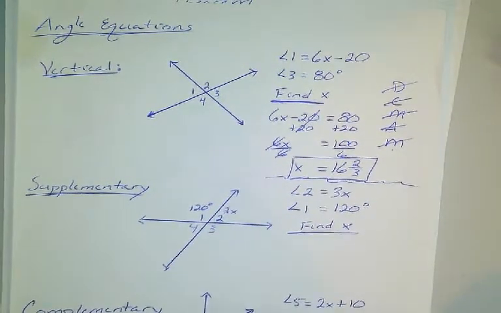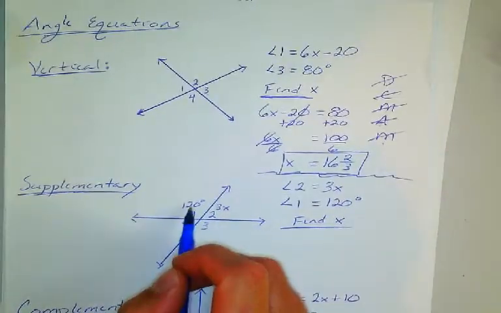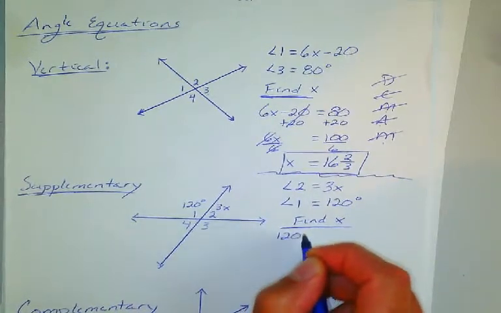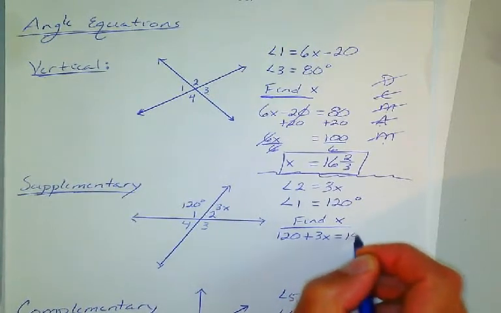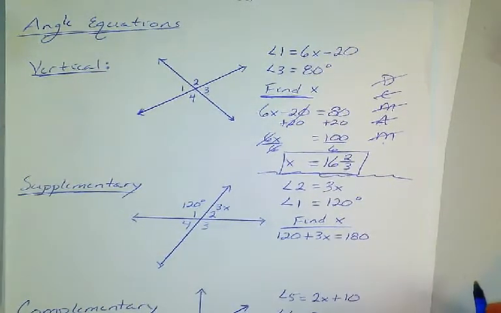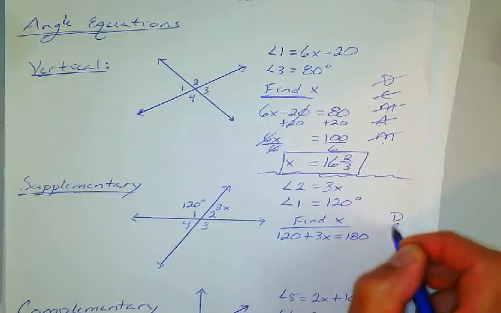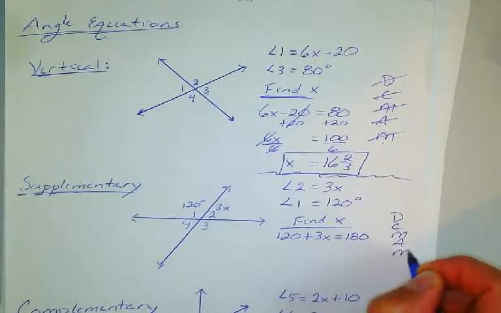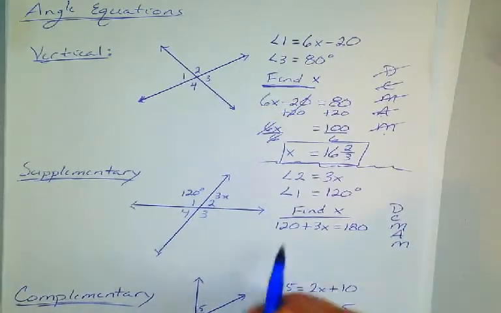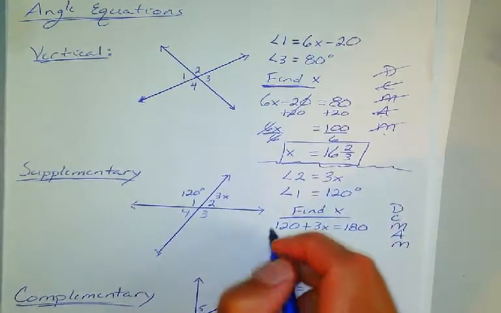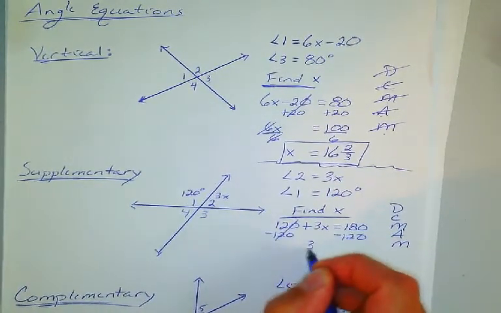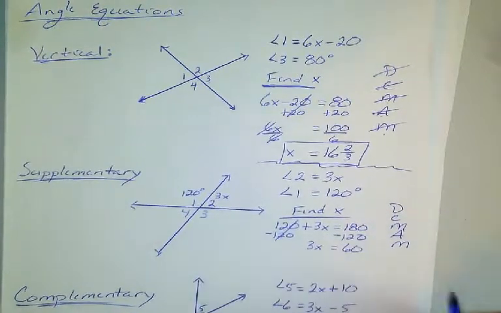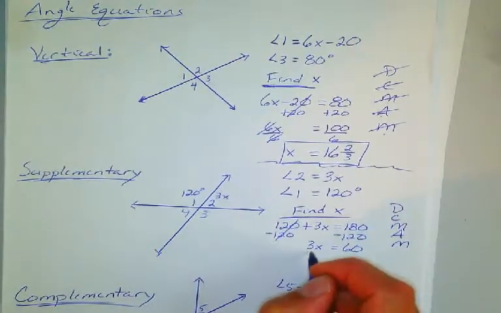Now, since they're supplements, I know that their sum is equal to 180. So all I do is take those two values, 120, and add that to 3x, and set it equal to 180 degrees, because the goal here is to find what x is. Now I follow my steps again. If you need to, don't call me after midnight. With this one, I'm not going to do it because it's just a two-stepper. You always undo addition or subtraction first, so I subtract 120 from both sides. We're left with 3x equals 60. Then we have to undo our multiplication by dividing.